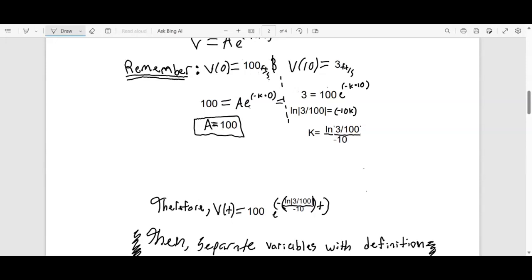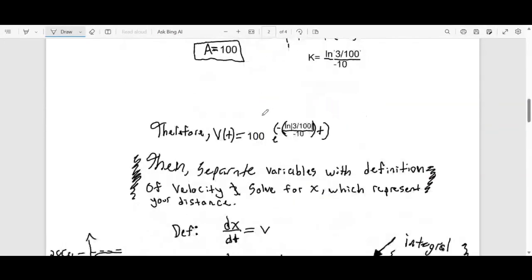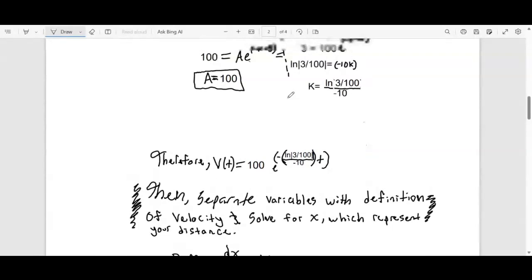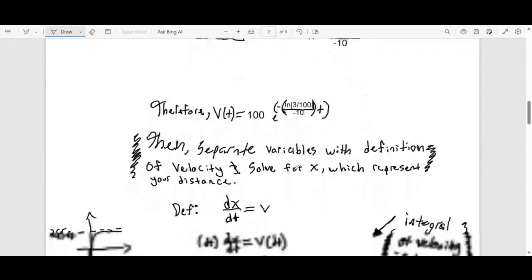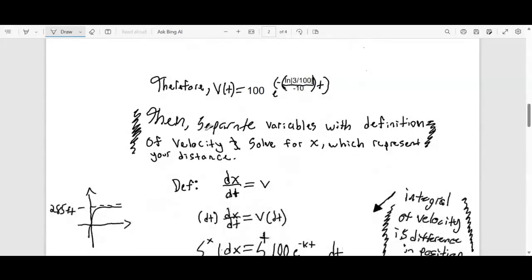Okay, so let me go back. We have both of our constants, so we can bring it all together. This could have been simplified more, as Professor Chen said, so we wouldn't have to worry about the signs, but the math is the same. It would just be easier the way she said it. Therefore, our velocity is equal to this, with all our constants incorporated. With that in mind, we're going to separate variables with the definition of velocity and solve for x, which represents your distance.